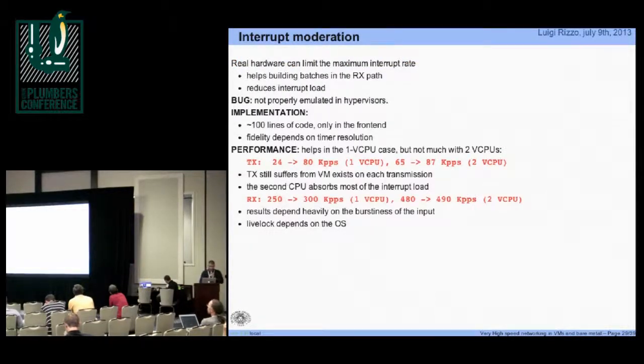So we started from the standard E1000 QEMU VM, and we got this kind of performance between 20 and 60,000 packets per second on transmit. On the receive side, if the sender is passing up batches of packets, the performance is much better, but it's low because of one VM exit per packet plus the interrupt response, et cetera. So we did a few things to try to improve the performance.